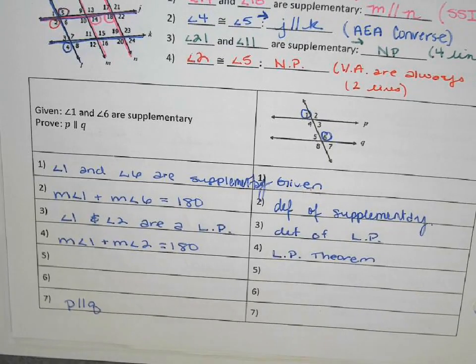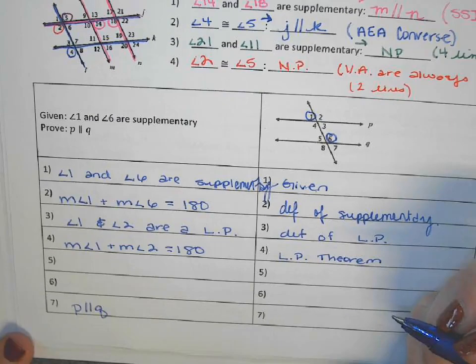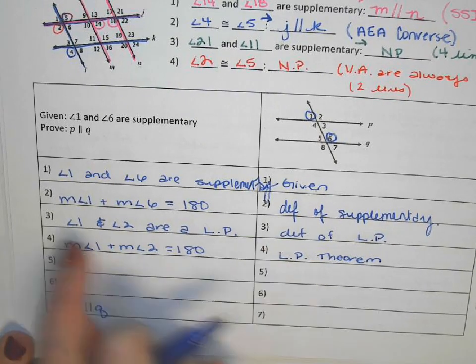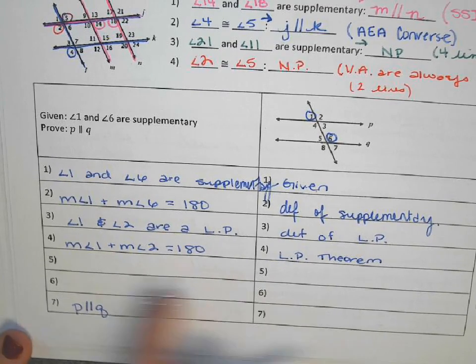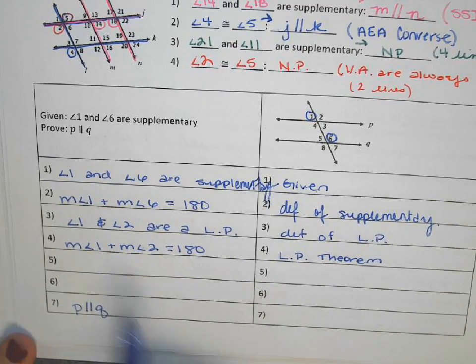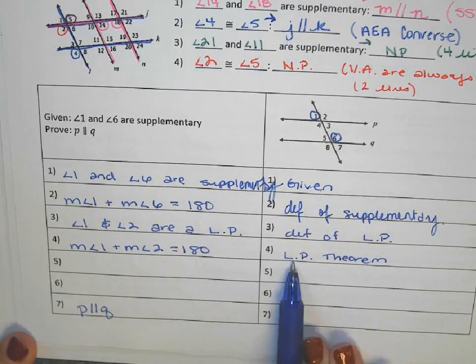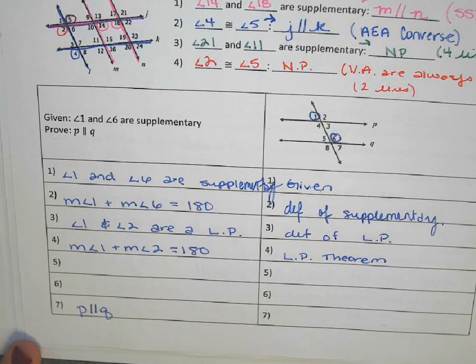Wait, can you do both of them, the linear pair theorem and the definition of supplementary? Or just the definition? You can't use just the definition of supplementary because you have to use the linear pair theorem to say that since they are a linear pair, then they are supplementary. Technically, I would say 1 and 2 are supplementary, then put the linear pair theorem or definition of supplementary. But I just did them in the same step. That's okay.